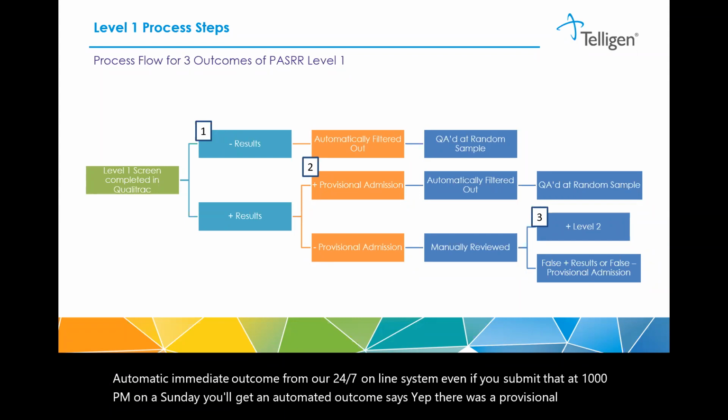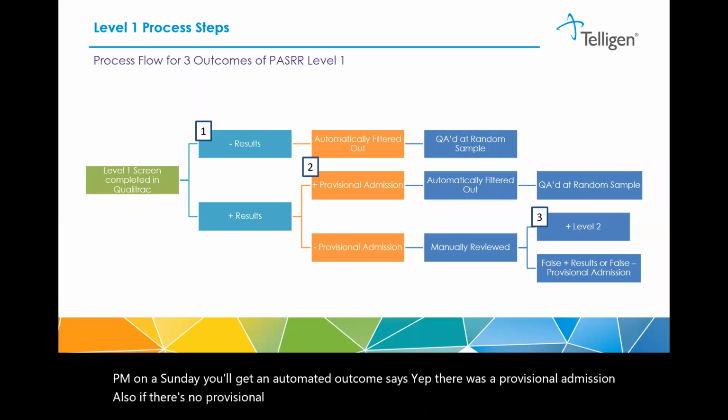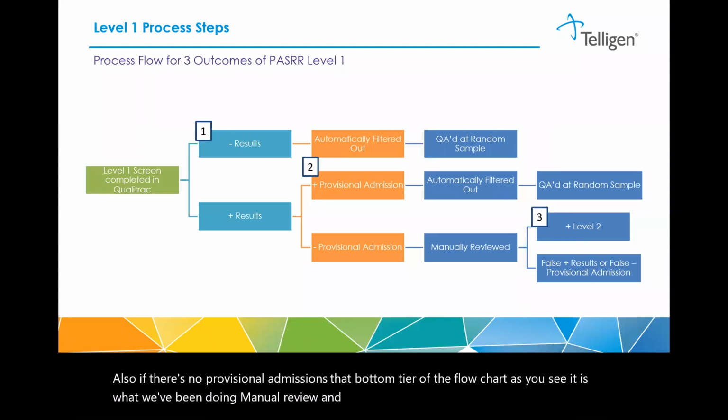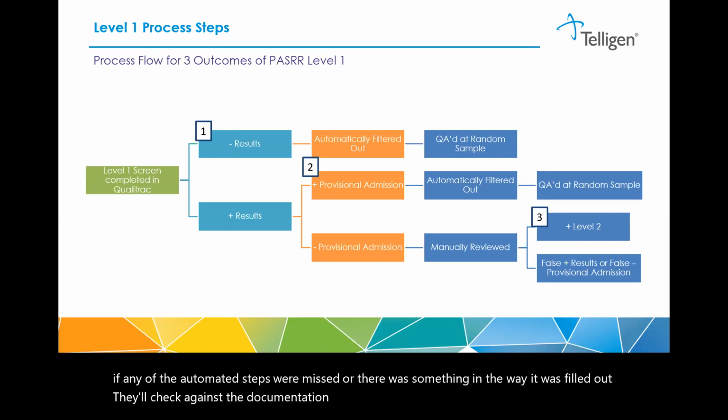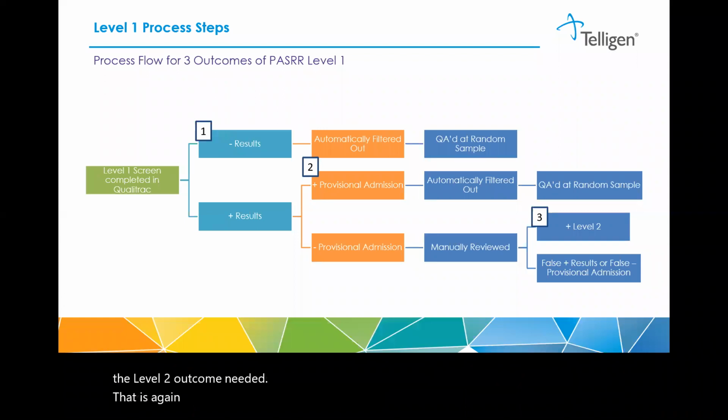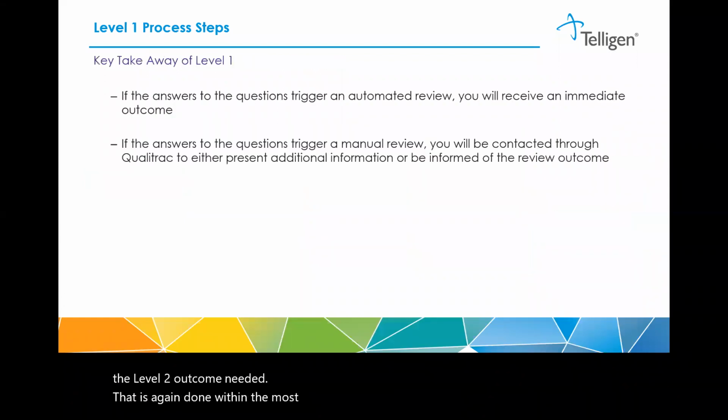Also, if there's no provisional admission, that bottom tier of the flow chart as you see it is when we then do a manual review. And that manual review will be looking to see if any of the automated steps were missed or if there was something in the way it was filled out. They'll check against the documentation uploaded and make sure that the level 2 outcome needed is done within the most timely possible.